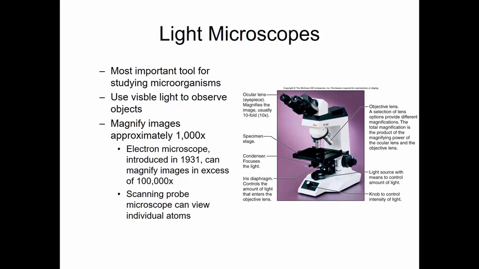In general, what do we have going on here? So the light is always going to be shining up from the bottom in a compound microscope. The light goes up through a condenser. The condenser focuses the light. It then goes up through the stage. On the stage, you're going to have a slide sitting with the specimen on it. So we want the light to come up through that slide.